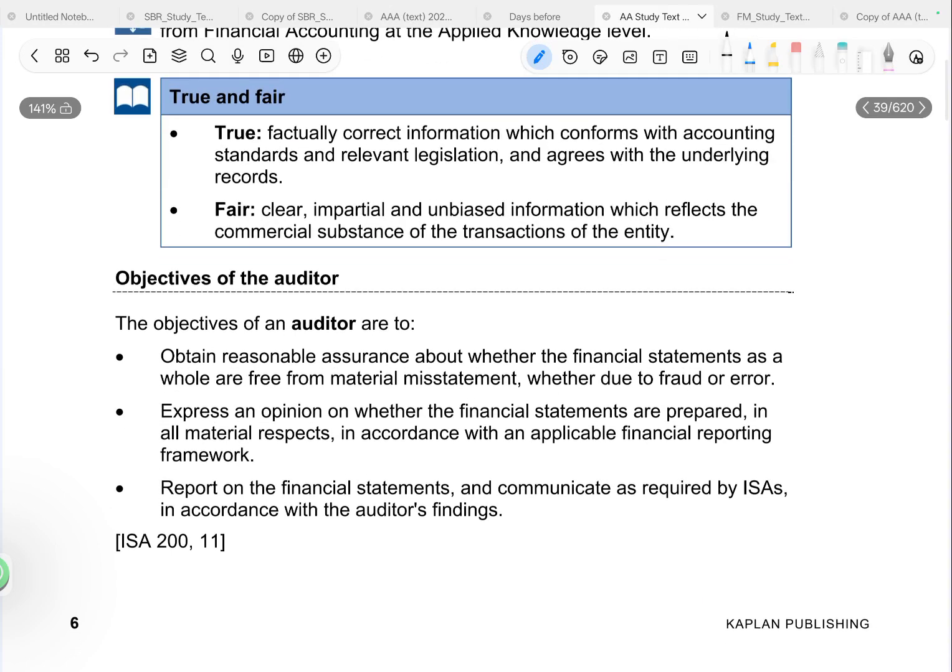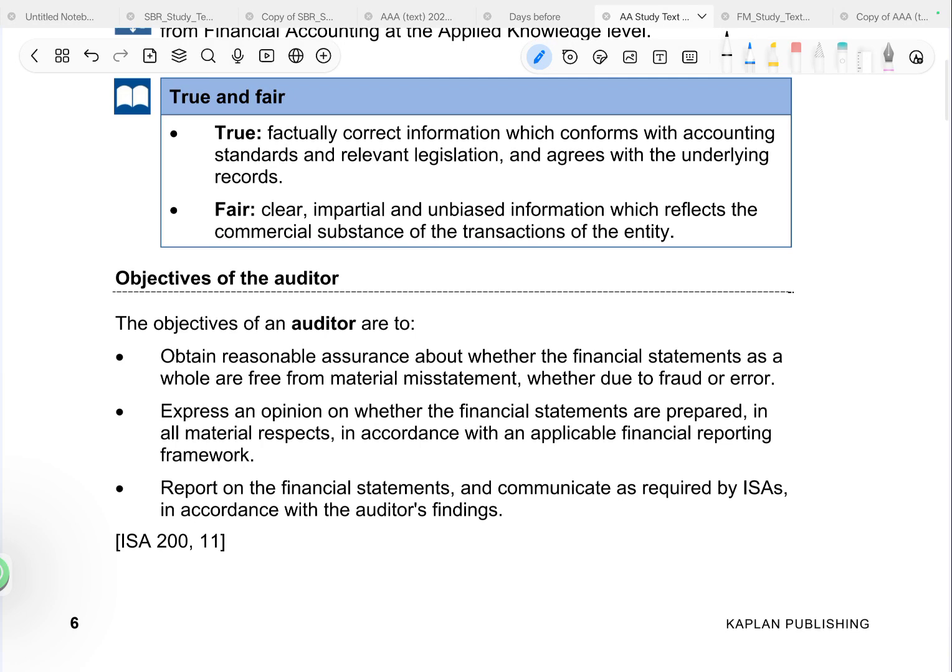Now let's look at the three objectives of an auditor. Objective number 1: the auditor must obtain reasonable assurance that the financial statements are free from material misstatements. Now, these misstatements could happen because of fraud, which is intentional, and error, which is unintentional. But the key word here is material. That means the misstatements must be significant enough to affect users' decisions.